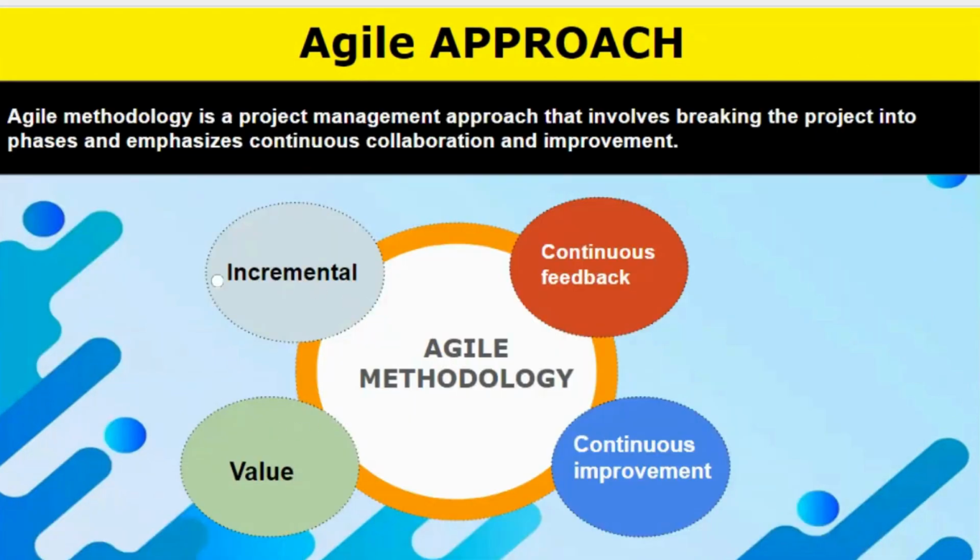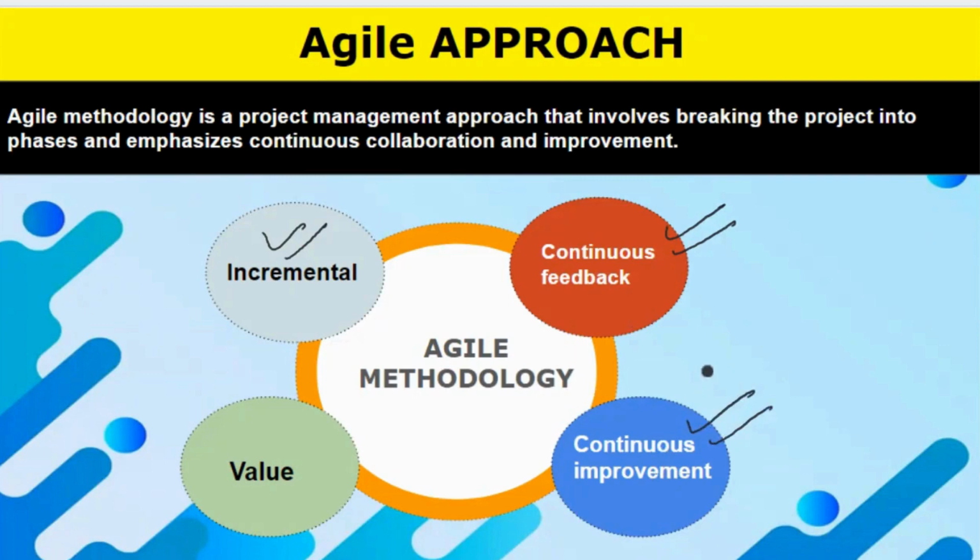So let's conclude this video by understanding the definition of agile methodology. Agile methodology is a project management approach that involves breaking the project into phases and emphasizes continuous collaboration and improvement. As we already discussed, in agile we deliver the product in increments. You can see in this diagram: incremental, the product is delivered in increments, continuous feedback after every sprint, and continuous improvement based on that feedback.